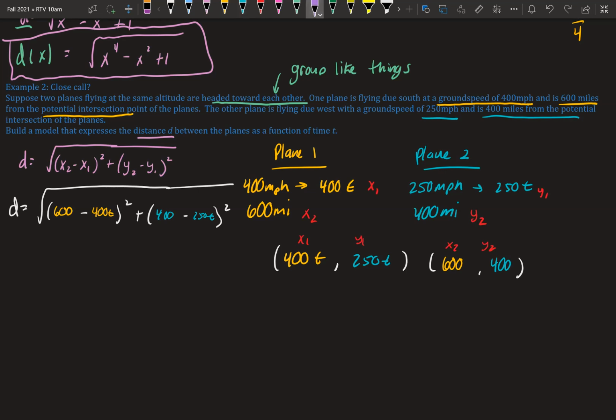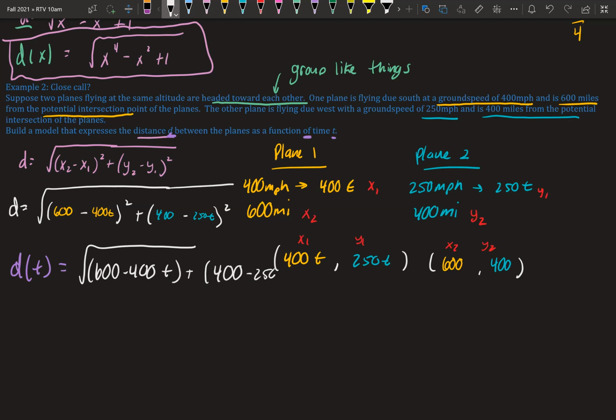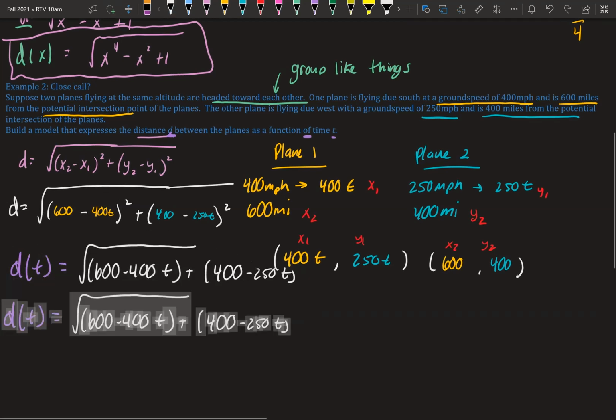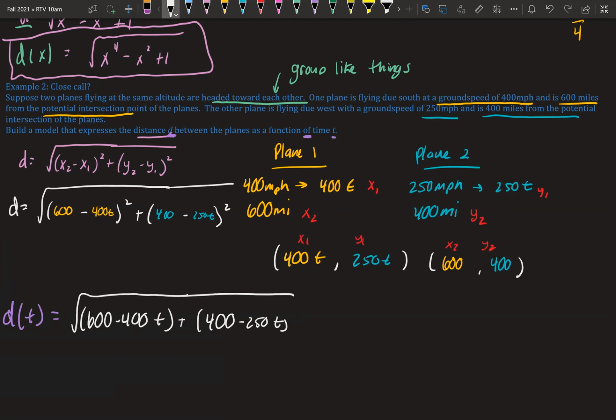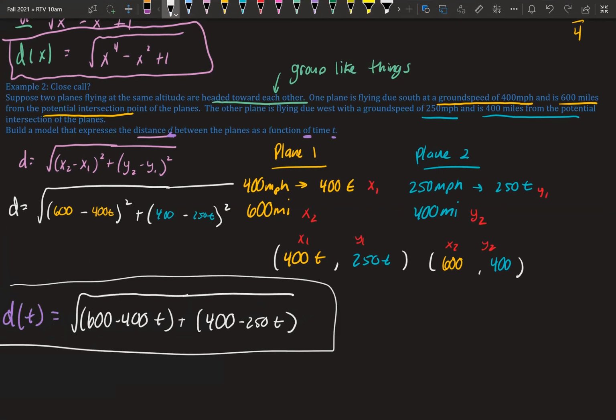So the only thing we need to be careful of is that it says d of t. So d of t equals 600 minus 400t plus 400 minus 250t. And that's it. So you remember last time we had to simplify? Let me just tell you why we don't simplify here by showing you the other one.